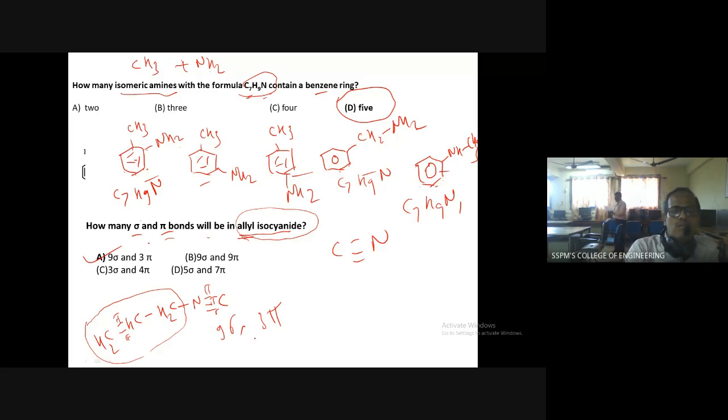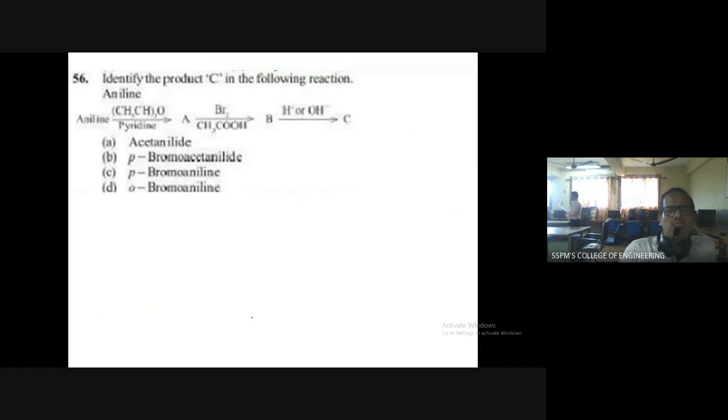So what is the basic requirement to solve such questions? You should be able to draw correct structure according to the name or the IUPAC name. Identify the product C in the following reaction, of aniline. हे पण क्वेश्चन सी ला विचारलेला आहे. एक रिएक्शनचा क्रम दिला आहे तुम्हाला but their structures are not given. Name is given and reagents are given.